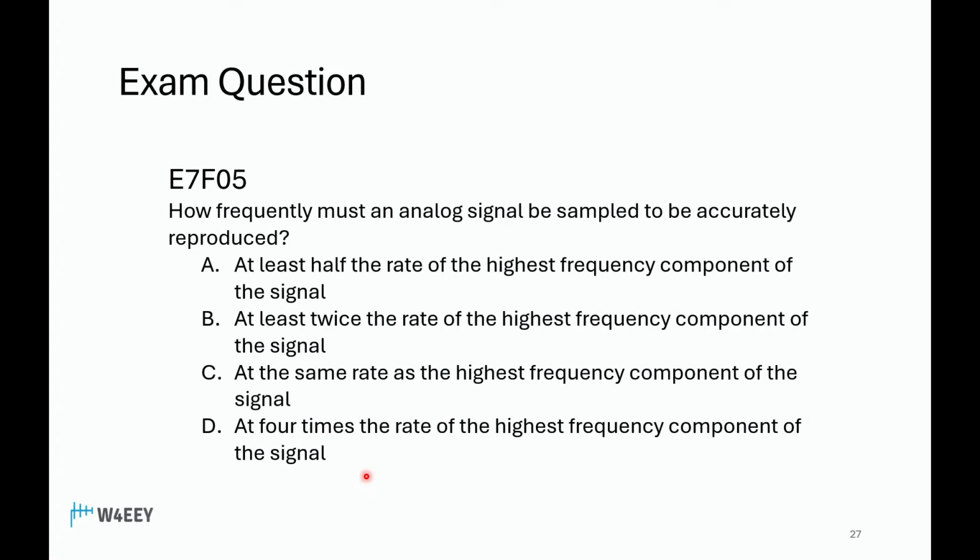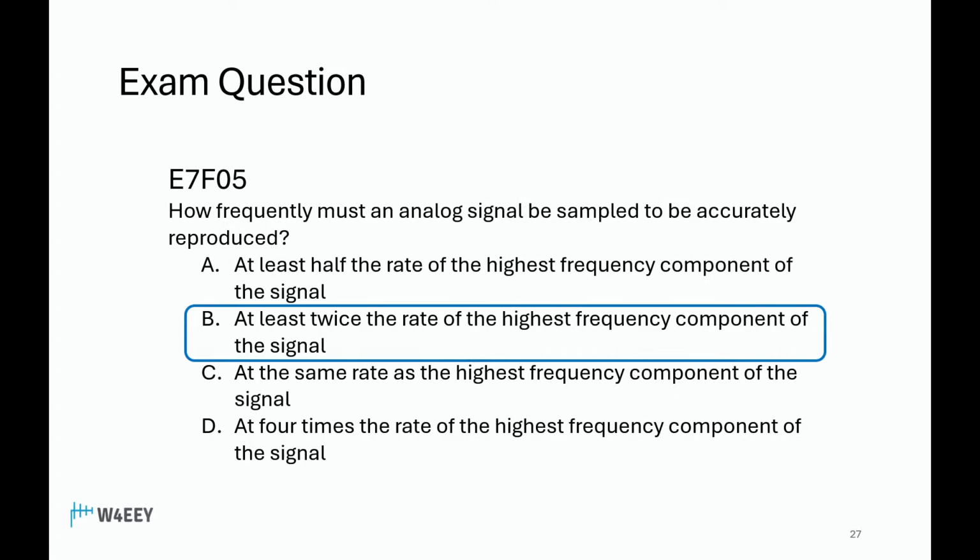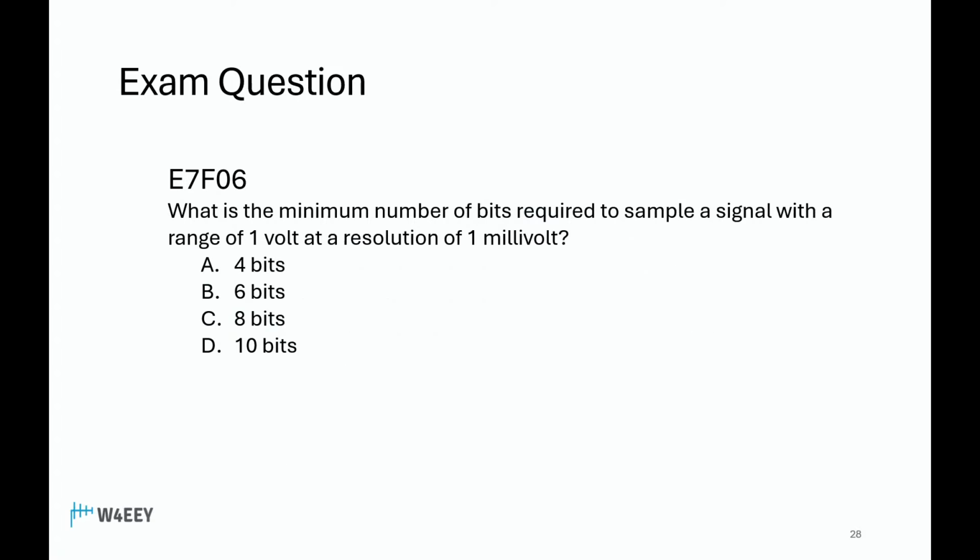So you should feel pretty smart now because you'll be able to answer all of these. So you can unmute to give us an answer, and remember the 3-second rule. How frequently must an analog signal be sampled to be accurately reproduced? Bravo. It is bravo, at least twice the rate of the highest frequency component of the signal.